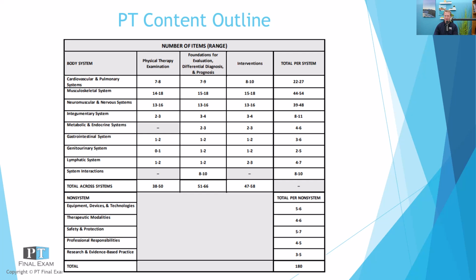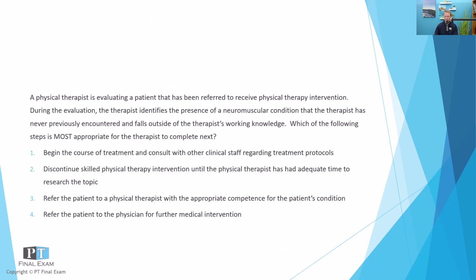All right, with that, let's dive into our practice question for today. As per usual, I will read to you the item, give you a moment to respond, and then we'll talk about it together. A physical therapist is evaluating a patient that has been referred to receive physical therapy intervention. During the evaluation, the therapist identifies the presence of a neuromuscular condition that the therapist has never previously encountered and falls outside of the therapist's working knowledge. Which of the following steps is most appropriate for the therapist to complete next?